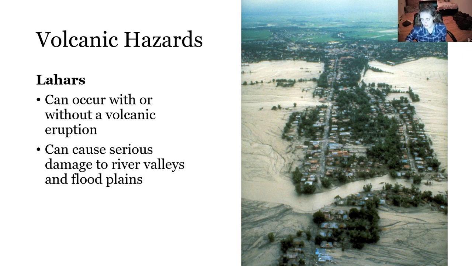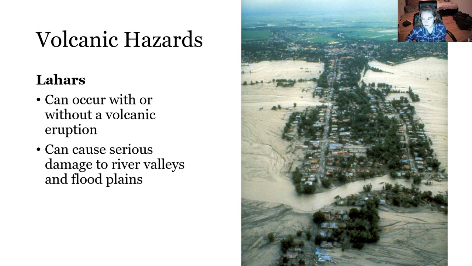And then it can also occur without the help of an eruption. So if a volcano doesn't have a lot of vegetation on its side to sort of anchor that soil, the next rainfall that occurs will most likely trigger a lahar. So these are known for causing serious economic and environmental damage to river valleys and floodplains.